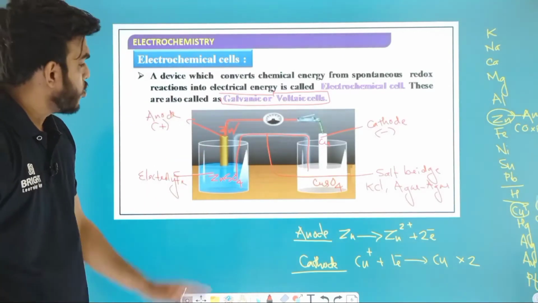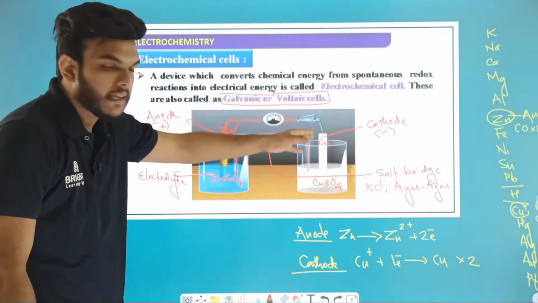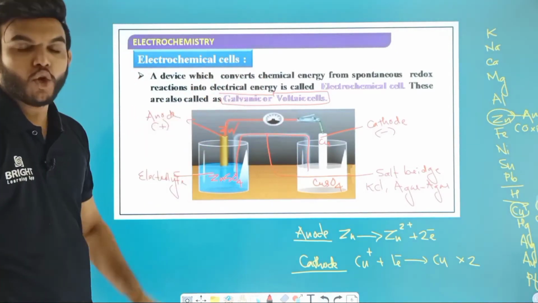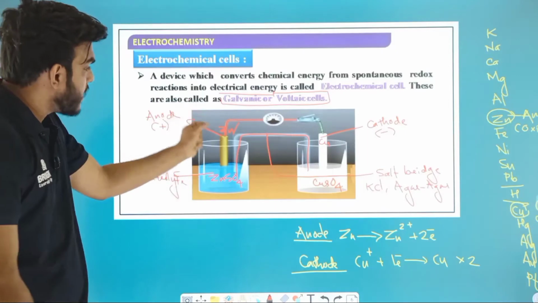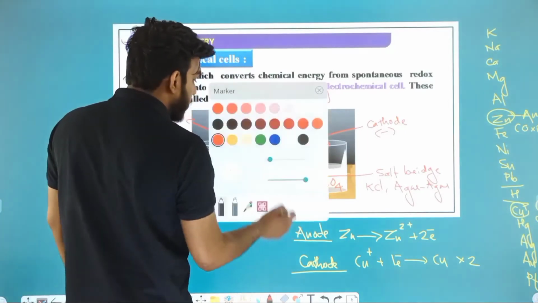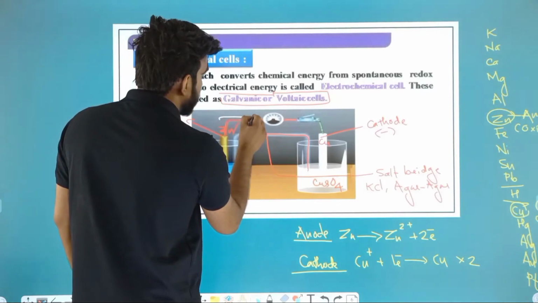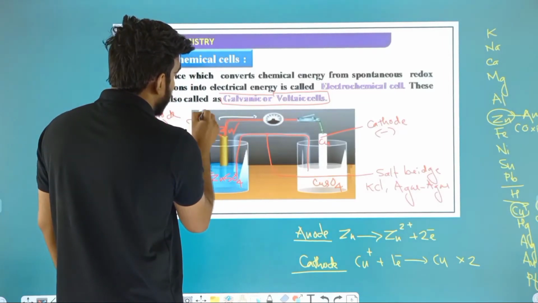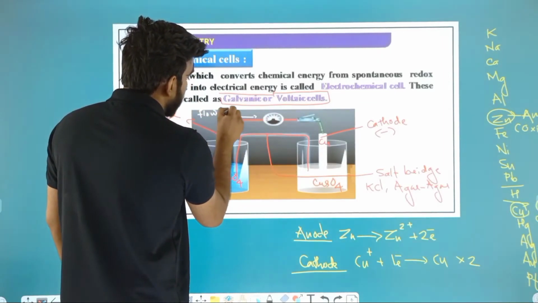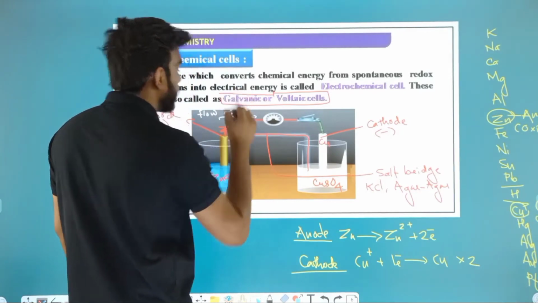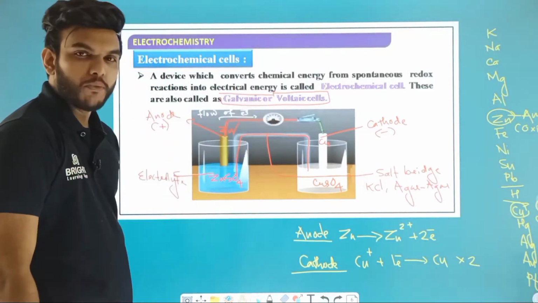So students, see here, you are given an anode and you are given a cathode. The anode will always undergo oxidation. Oxidation means the flow of electrons will occur, and here the flow of electrons is from the anode to the cathode, from here to here. This is the flow of electrons, from anode to cathode.